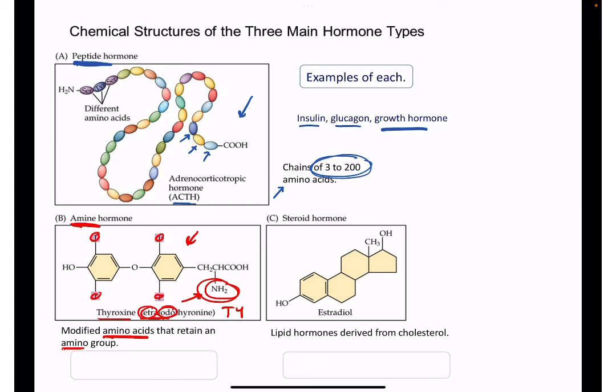Other examples of amine hormones. Well, we have thyroid hormone, and this includes both T4 and T3. Melatonin from the pineal gland is an amine hormone. Also, epinephrine and norepinephrine from the adrenal medulla are amine hormones.